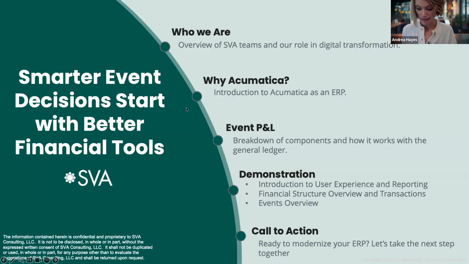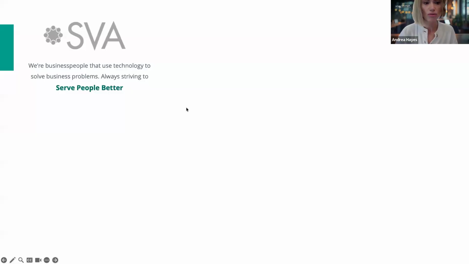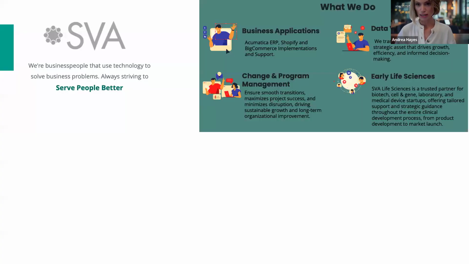All right, so with that, we're first going to introduce ourselves here. SVA, we're business people that use technology to solve business problems, always striving to serve people better. That's certainly our mantra. We're composed of four separate teams. We have our business applications team that implements Acumatica ERP. We're also a Shopify partner and a BigCommerce partner, so we're also on the e-commerce side.